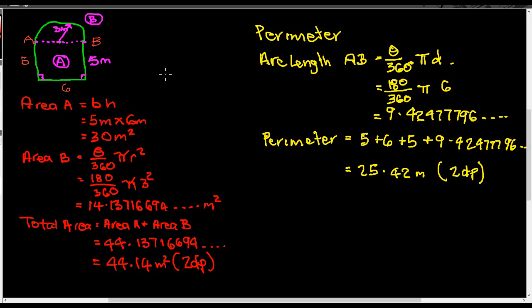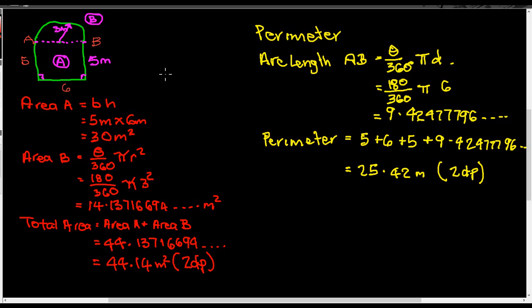So area A is essentially just a rectangle, base times height, so that's 5 metres times 6 metres, which is 30 metres squared. The area of B, now it's not a full circle, so it must be a fraction of a circle, whatever the angle is, theta over 360. I know it's a half, but I'm just going to show you how it fits in with the formula, pi r squared. We know that would be a 180 degree angle, a straight line, so it would be 180 over 360 pi times 3 squared.